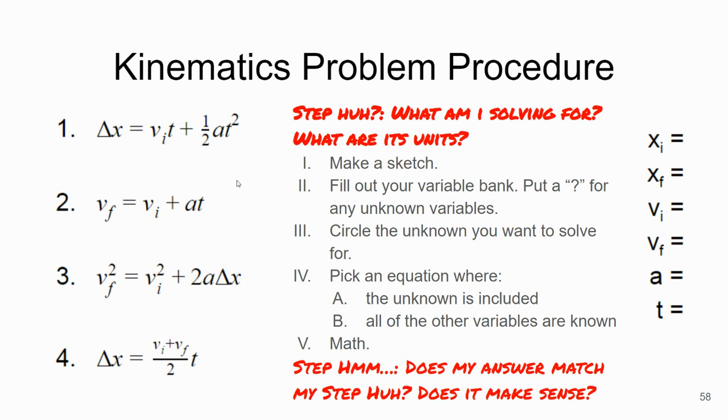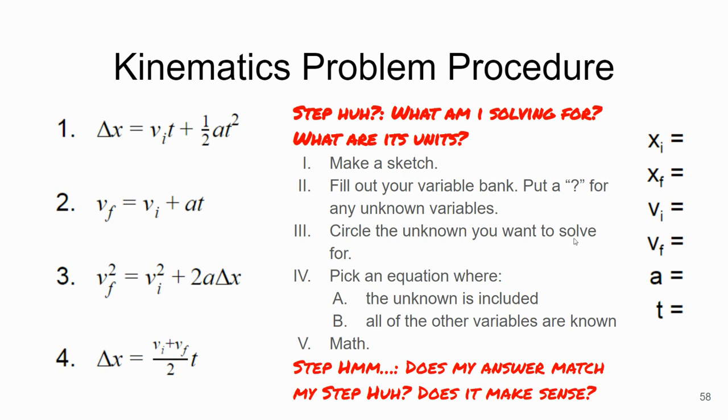And the other condition is you have to avoid any other question marks. So if you have 4 known things and 2 question marks in your variable bank, you have to pick a kinematics equation that A, has the one you're looking for, and B, avoids the other question mark if there is one. Because it's a rule in math that if you have 2 unknowns in one equation, you can't solve for it. That's just how math works. And then step 5 is do the math. And there's a particular style I will recommend for doing the math. And I explain all that in the other video.